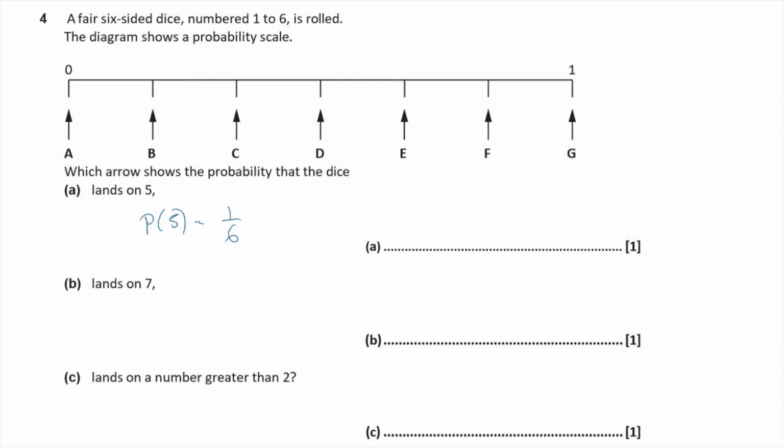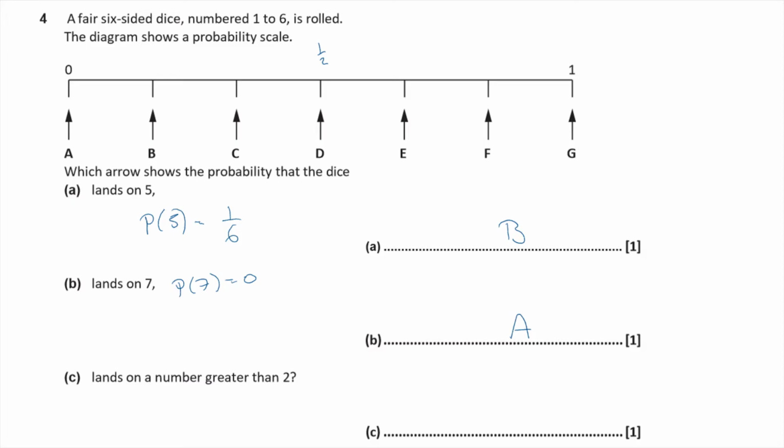Okay, so D is a half, and then I've got 2 divisions between those. So those are each going to be a 6th, aren't they? So I've got B is 1/6, 2/6, 3/6, or a half, 4/6, 5/6, and then 6/6 is 1. So yeah, I'm going to go for B. Lands on 7. Well, there isn't a 7 on the dice, so the probability of getting a 7 is 0, isn't it? There's no chance. It's impossible. So that is A, is impossible.